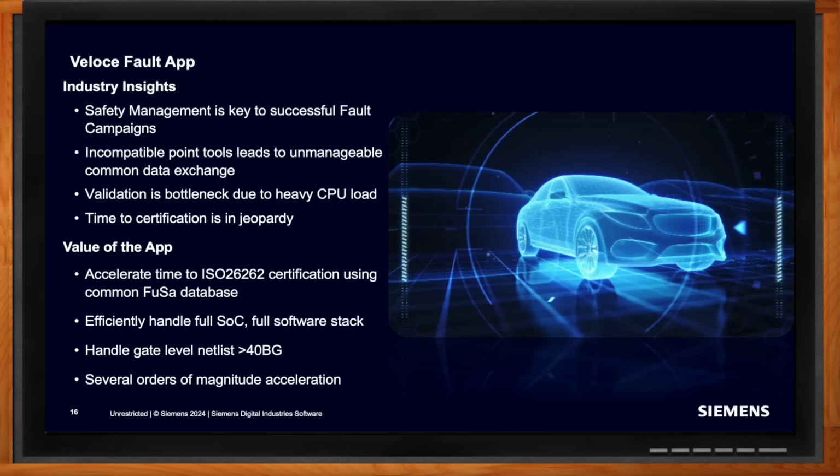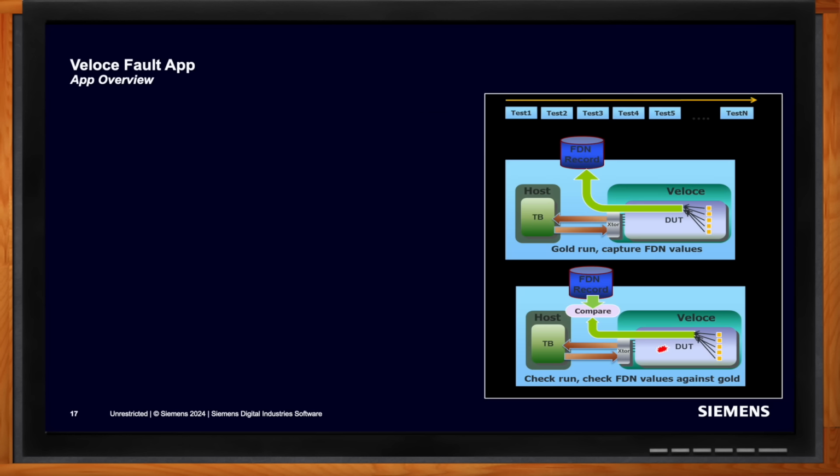And then finally, really the main benefit that emulation brings to the table is the orders of magnitude faster acceleration than what you would see in traditional software simulation. This is a high-level overview on how the Fault app works.